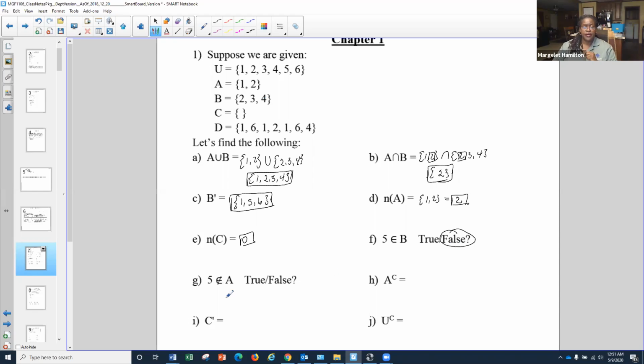Right. But what about G? You see it has a slash through the E. Now it's saying that 5 is not an element of A. Okay, so here's our A. You know it's 1 and 2. Is 5 not an element of A? Nope, it's not. So that is true. 5 is not an element of A. Now, had they said 5 is an element of A, then it would be false again, right? Because 5 is not in this. But they're asking us if it is not an element, and it is not. Okay, so watch your wording and what they're asking you.